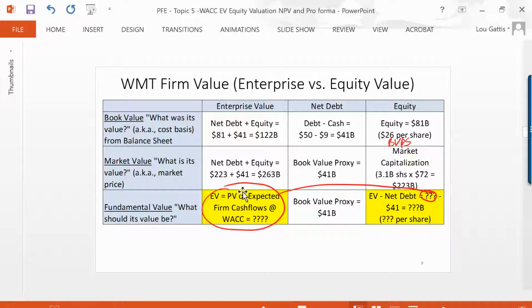And maybe if you think it's worth more, maybe you should consider a takeover of Walmart, if anyone had enough money. And if I knew the total value of the firm, if I then just subtract out the value of debt, that could tell me what I think is the fundamental value of the stock. So that's what we're going to do.